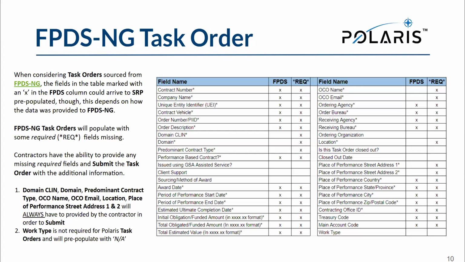Contractors have the ability to fill in the missing required fields before submitting the task order for validation. Domain claim, predominant, contract type, OCO details, location, and place of performance will always have to be provided by the contractor in order to submit the task order. Field names like work type is not required for Polaris task orders and will pre-populate with NA.